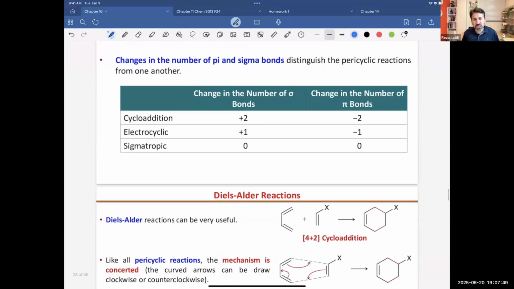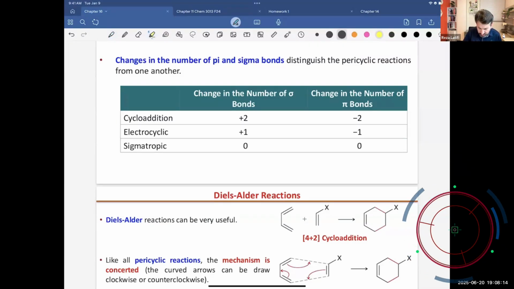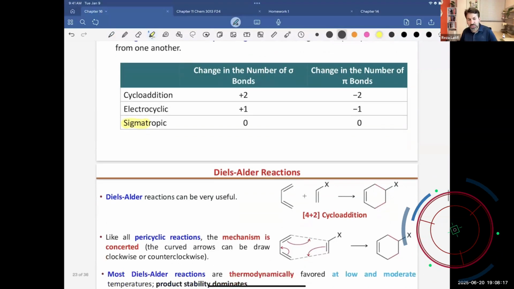I already reviewed this, and as you see, from cycloaddition to sigmatropics, the change in the number of pi bonds is going down. When we reach sigmatropic, we're not breaking any pi bonds. We simply change the position of the sigma bonds. And that's the reason we call it sigmatropic rearrangement.